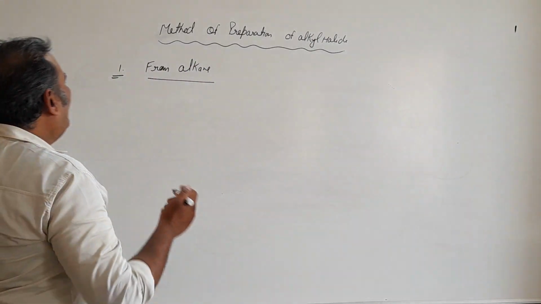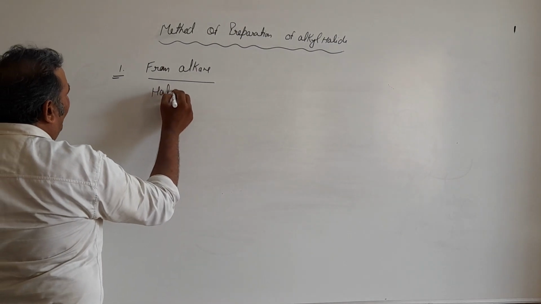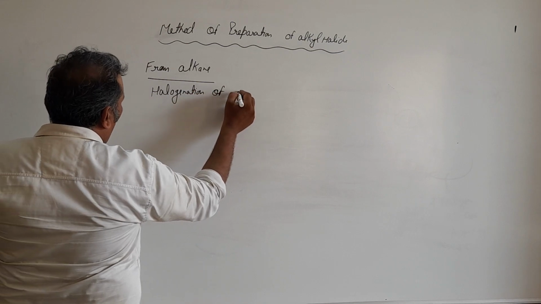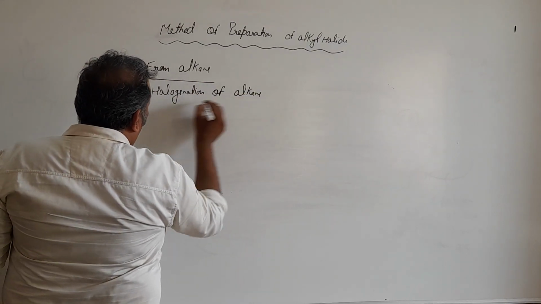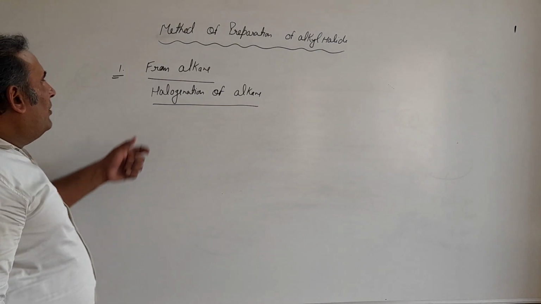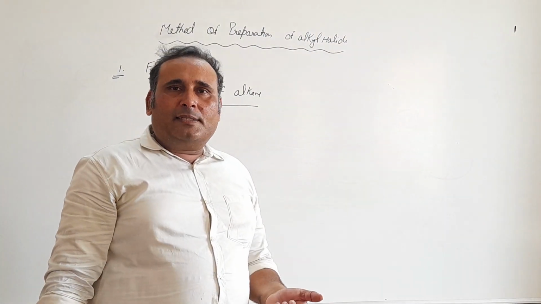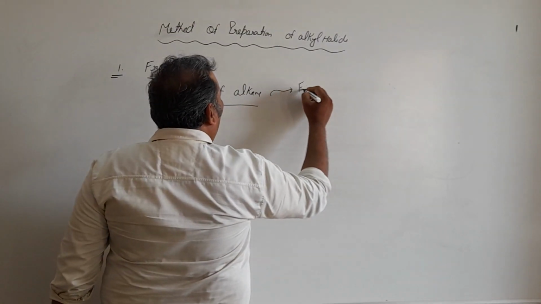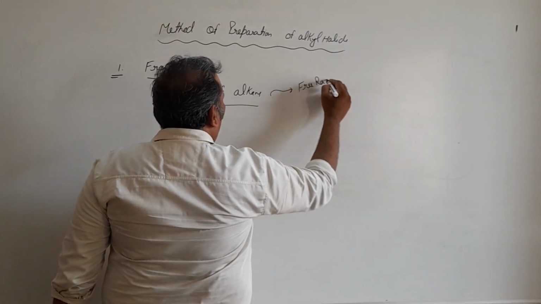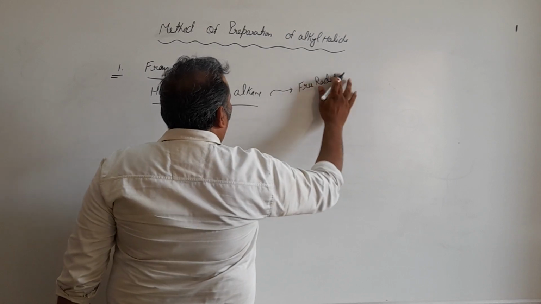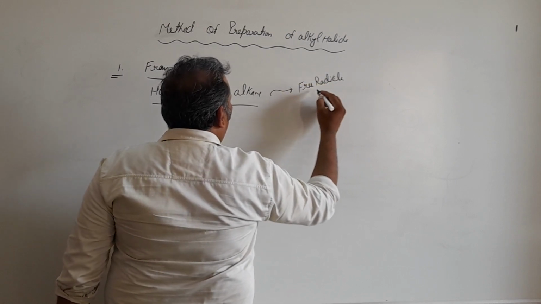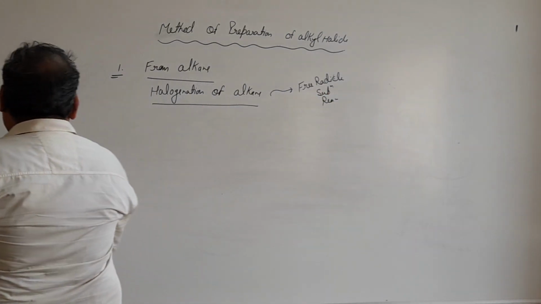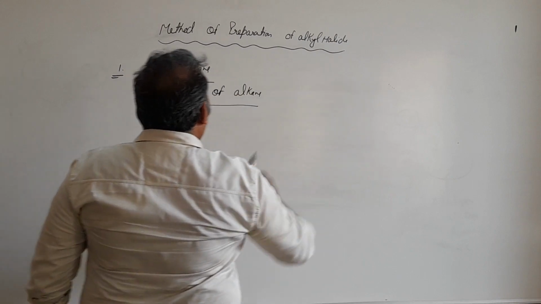How? By halogenation of alkane. It's very simple. We have also studied this one in 11th class. So when we are doing halogenation of alkane, that is a free radical substitution reaction.